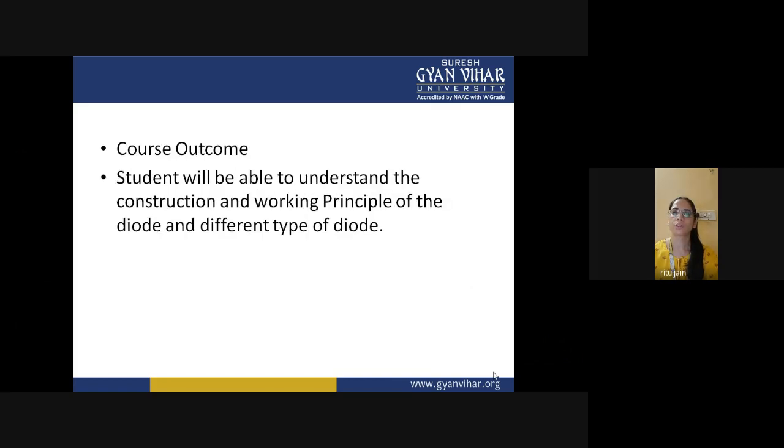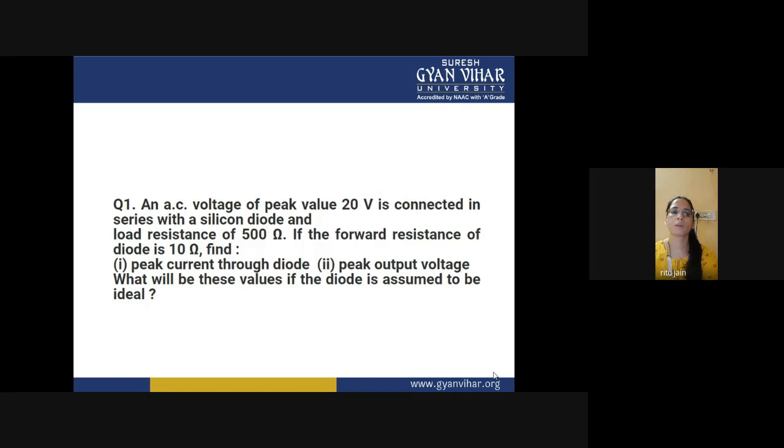The outcome I'm expecting from the student is that the student will be able to understand the different types of diodes, the working of diode, and how a diode is used for rectification. The student will be able to solve some numerical problems which are based on the principle of diode and its working. So a diode is basically a PN junction.